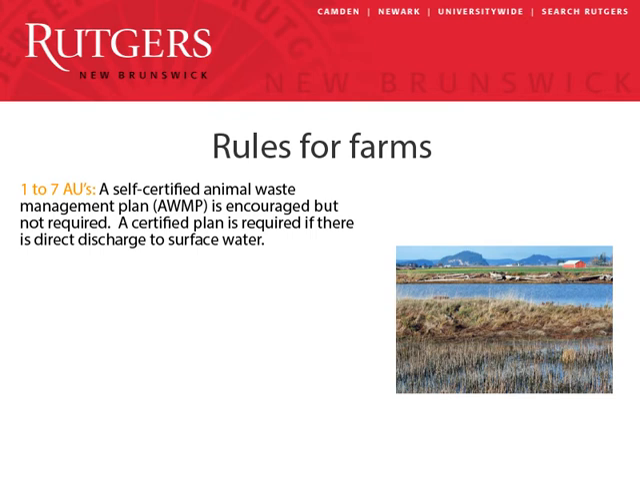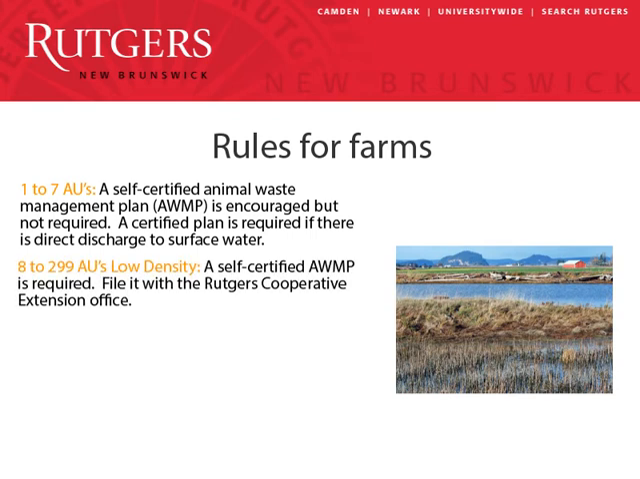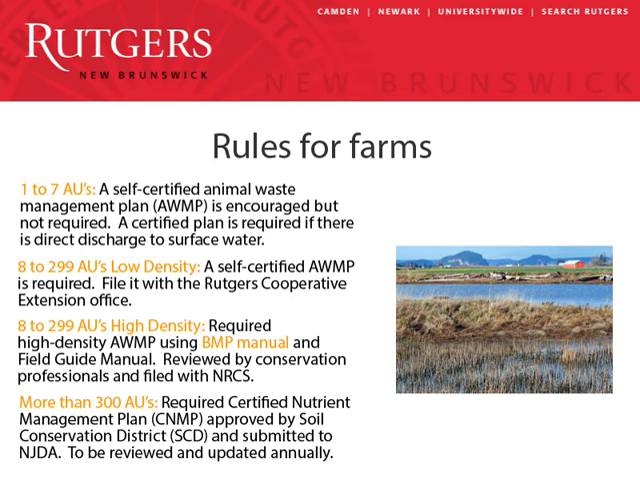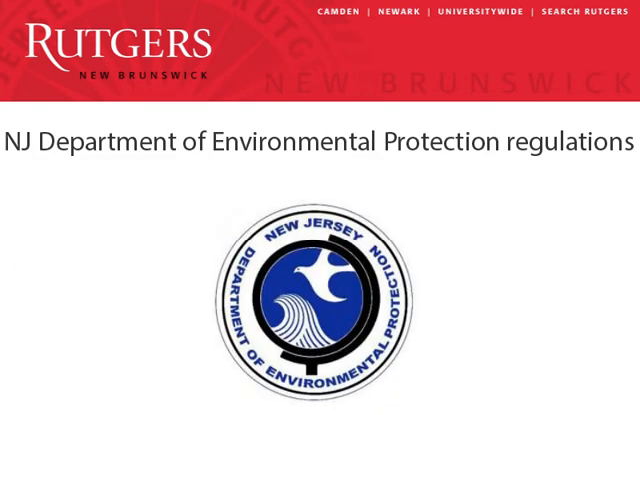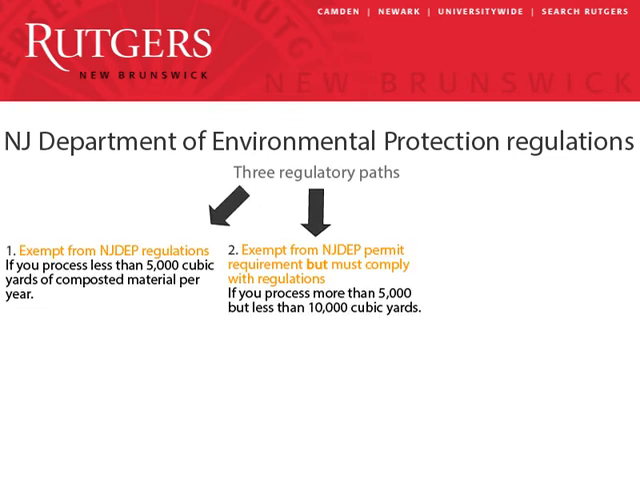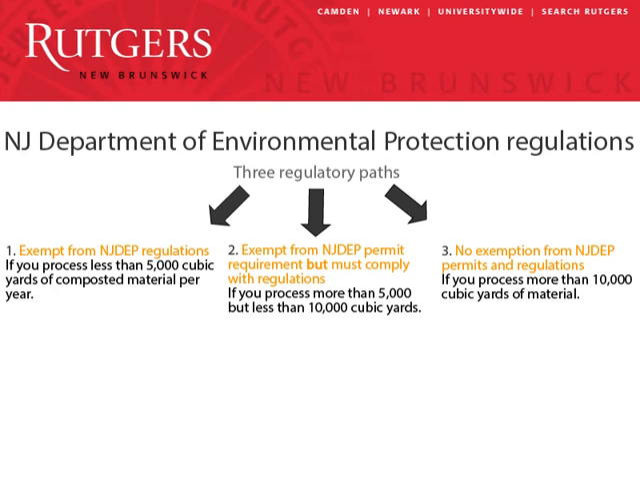Take a minute to look over and learn these rules. You'll need to understand them for upcoming exam questions. It's also important that you know what requirements your farm needs to meet. The New Jersey Department of Environmental Protection offers 3 separate regulatory paths. The path you need to follow is based on the amount of composted material you produce each year. You must understand the difference in order to pass the exam.